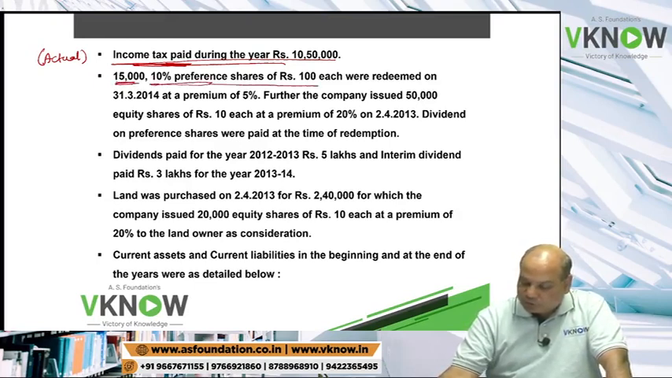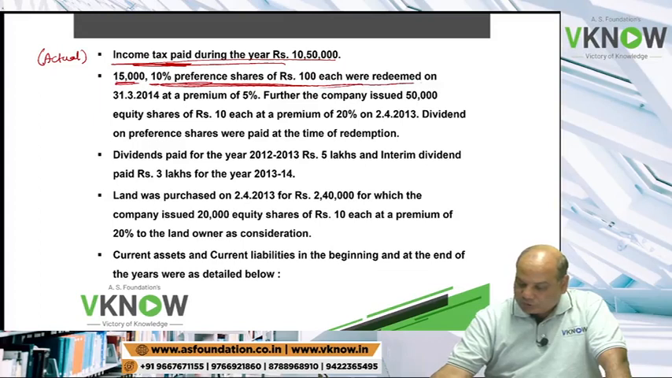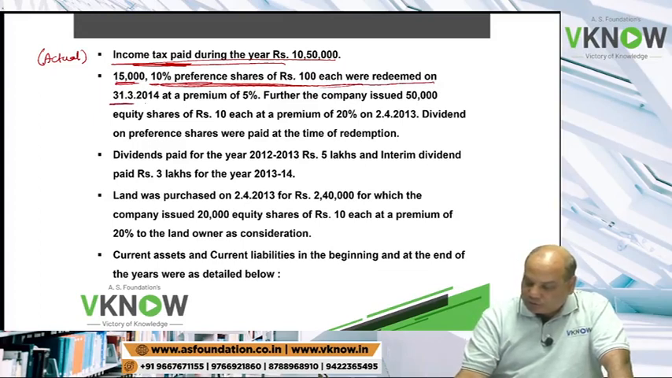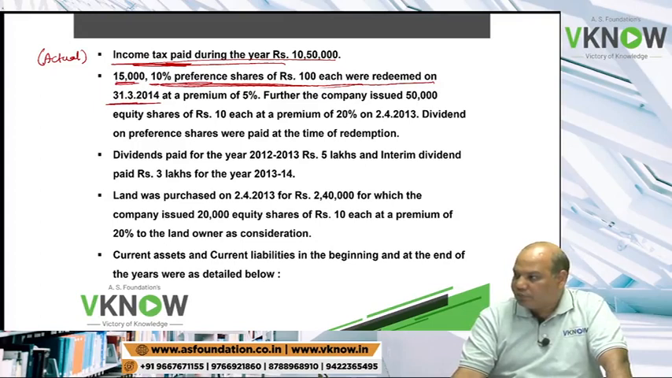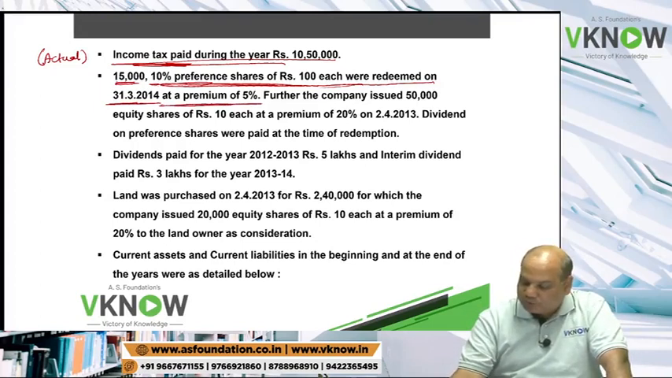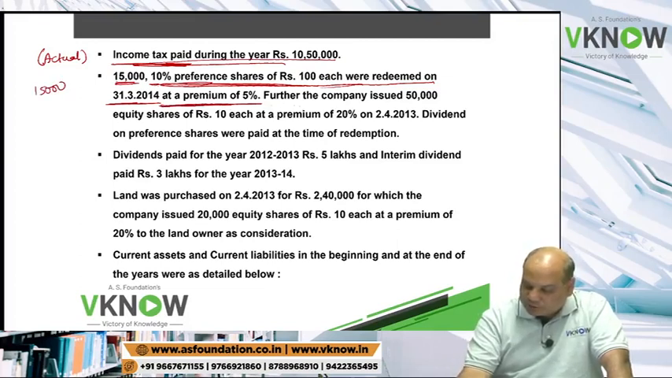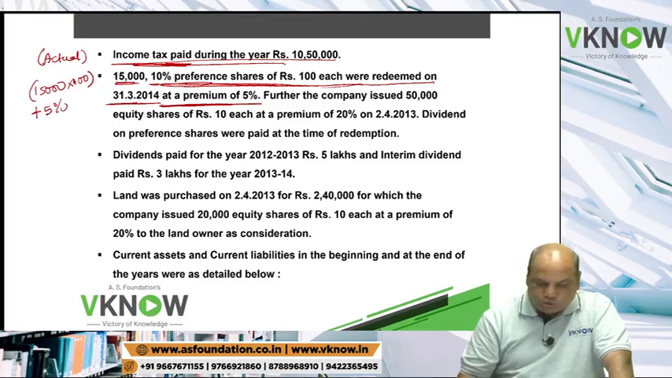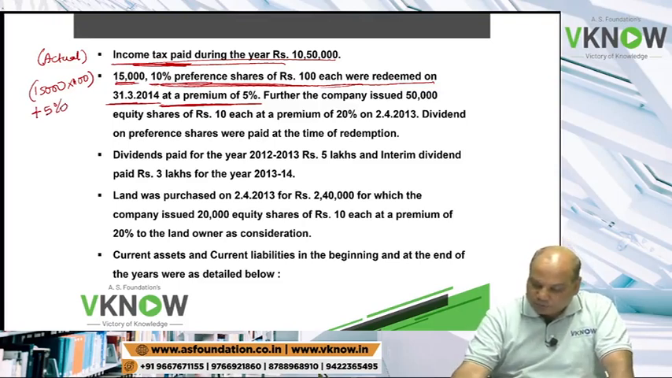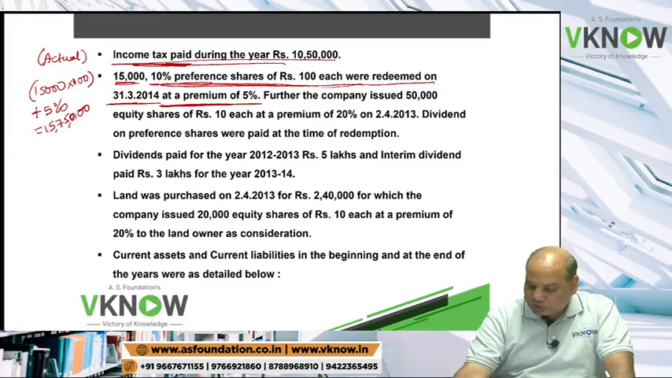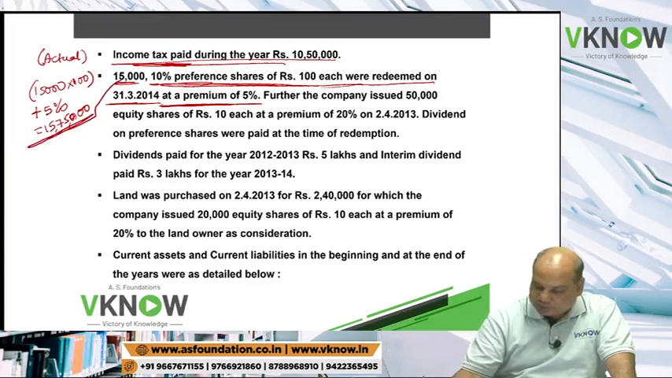10% preference shares of rupees 100 each were redeemed on 31st March 14 at a premium of 5%. So what is the amount paid? 15,000 into 100 plus 5% premium. So total payment made to preference holders on redemption is 15,75,000.